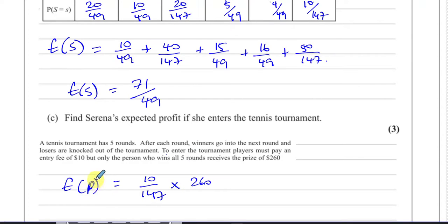That's the probability that she wins times the amount she gets if she wins, and that's the income. You've got to find the profit. So you've got to take away from that the cost of entering the tournament, which is $10. That's how much it cost her, the entry fee. So that's going to give you her expected profit, because she's not guaranteed to win the competition. That's the probability that she'll win the competition.